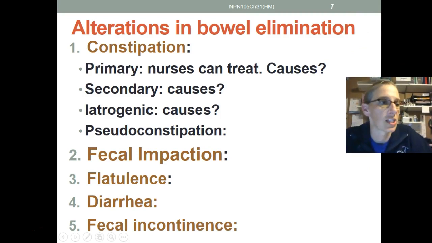Alterations in bowel elimination. So constipation. We have 4 types of constipation: primary, secondary, iatrogenic, and pseudoconstipation. We're going to talk about these. So primary, nurses can treat primary constipation. What causes it? Secondary constipation. Iatrogenic, what is it? What causes it? Pseudoconstipation. Okay, we're going to talk about all these. Fecal impaction, flatulence, diarrhea, fecal incontinence.